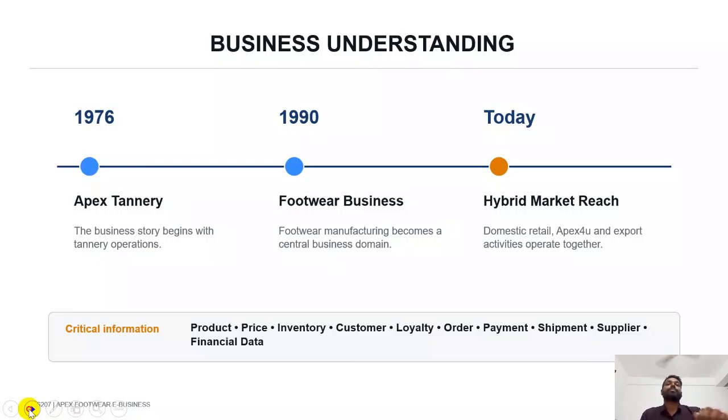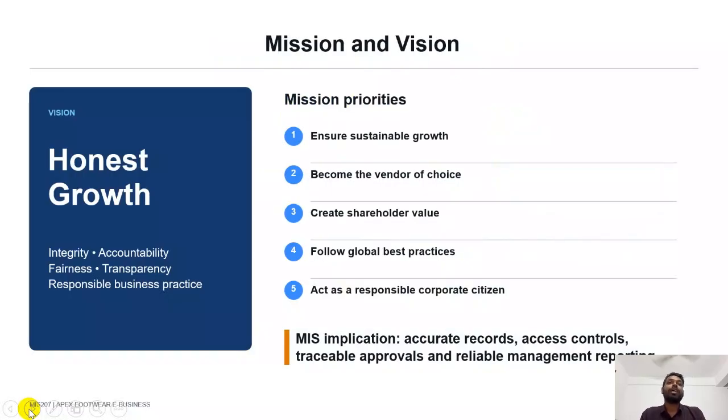And lastly, mission and vision. Apex's vision is honest growth. This idea is associated with integrity, accountability, fairness, transparency, and responsible business practices. The company's mission also emphasizes sustainable growth, becoming the vendor of choice, creating shareholder value, following global best practices, and acting as a responsible corporate citizen.